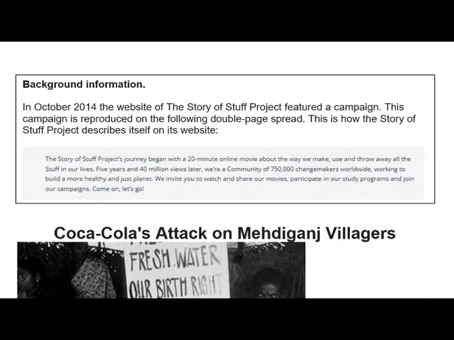This is how the Story of Stuff project describes itself on its website. The Story of Stuff project's journey began with a 20-minute online movie about the way we make, use and throw away all of the stuff in our lives. 5 years and 40 million views later, we're a community of 750,000 change makers worldwide, working to build a more healthy and just planet. We invite you to watch and share our movies, participate in our study programs, and join our campaigns. Come on, let's go.